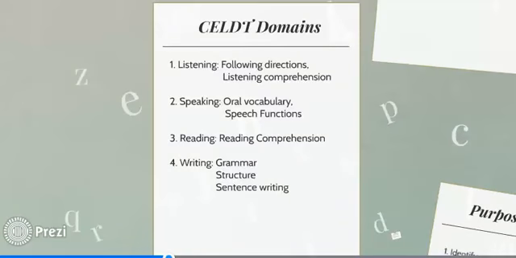The 4 CELT domains are listening, speaking, reading, and writing. Each domain consists of separate components. The listening domain consists of following all directions, listening comprehension, and rhyming. The speaking domain consists of oral vocabulary and speech functions. The reading domain consists of reading comprehension, and the writing domain consists of grammar, structure, and writing sentences.